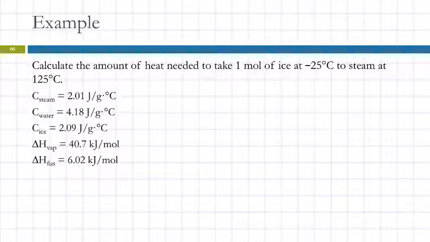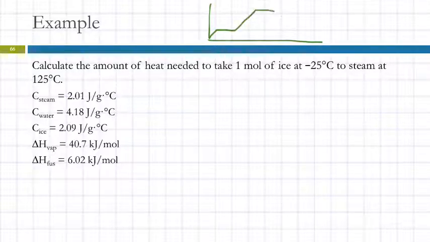So, let's do an example here. Calculate the amount of heat needed to take 1 mole of ice at minus 25 degrees Celsius to steam at 125 degrees Celsius. So this is exactly what was described in the heating curve on the previous slide. So I'm just going to draw a very rough heating curve here. Well, it's supposed to be a horizontal line, but you get the idea.